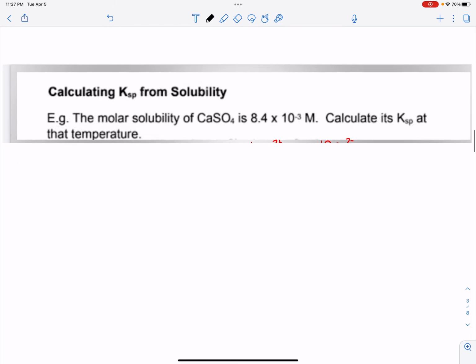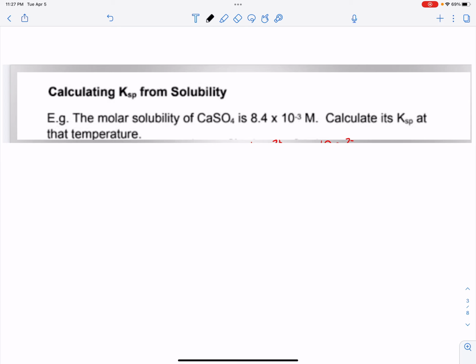So we're going to do a couple of examples so we get used to working with these KSPs. The first is calculating a KSP from a solubility. In this question, we're just going to start off a little bit easy. We're looking at molar solubility. This is the number of moles that can dissolve to create a saturated solution. The molar solubility of calcium sulfate is 8.4 times 10 to the negative 3 moles per liter, capital M. Calculate its KSP at that temperature.